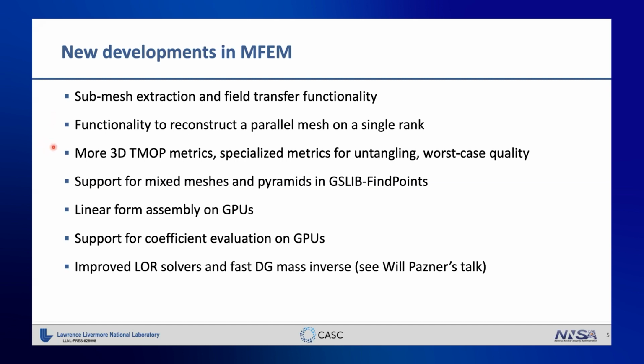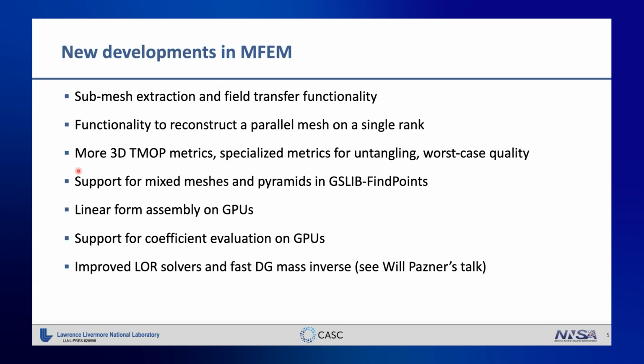So second bullet, a parallel mesh gather functionality. This is something simple, but could be very useful to people. You have a parallel mesh, but then you want to combine it into a single rank, maybe for use somewhere else, or for whatever reason. It's a small, nice feature that was added recently.